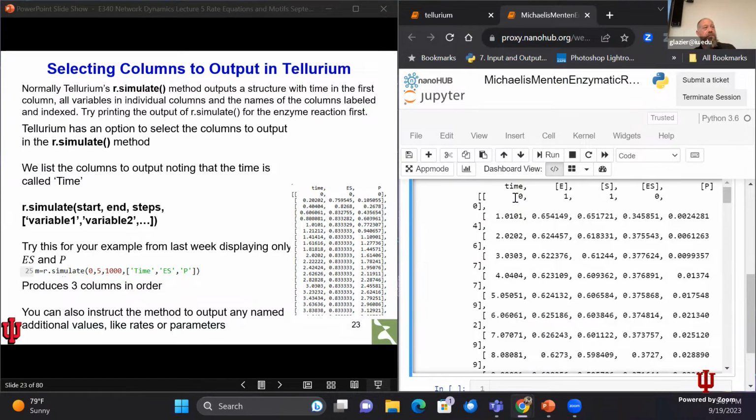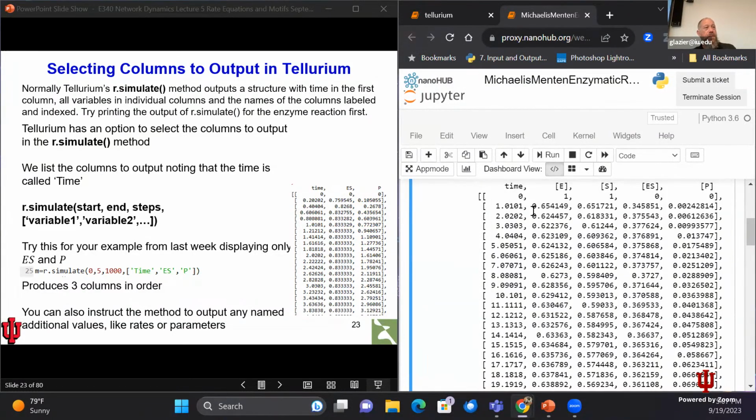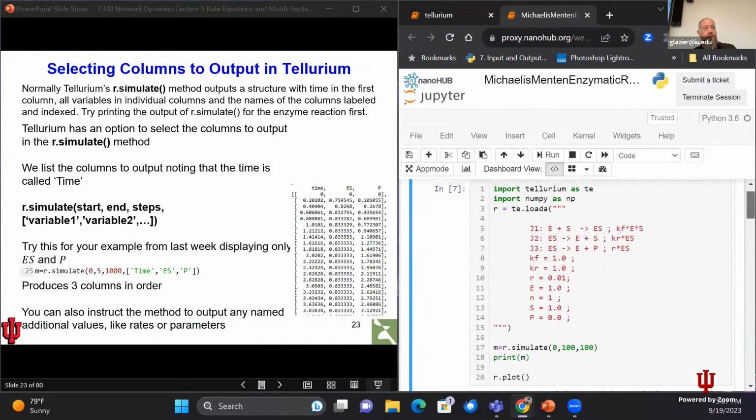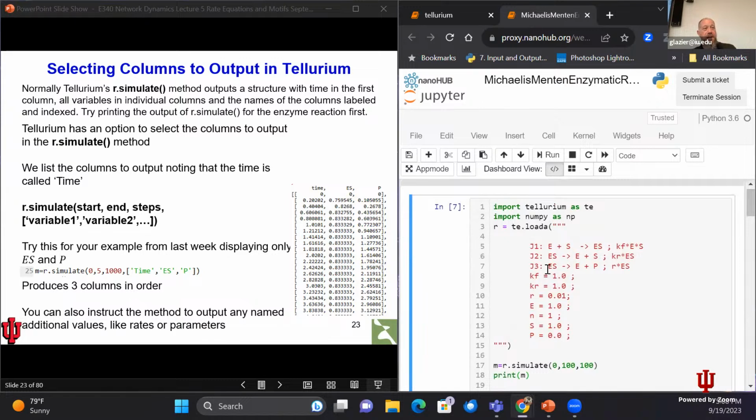I don't only have to use numerical indices. By default, in the output of the simulation, the first column will be time. And then the other columns are all the variables in the problem, E, S, ES, and P, because in my simulation I had E, S, ES, and P. And I think the order is the order in which they're declared in the antimony string, although I've never checked that. I can find out. Let's try finding it out by changing the order here and see whether the column order changes.